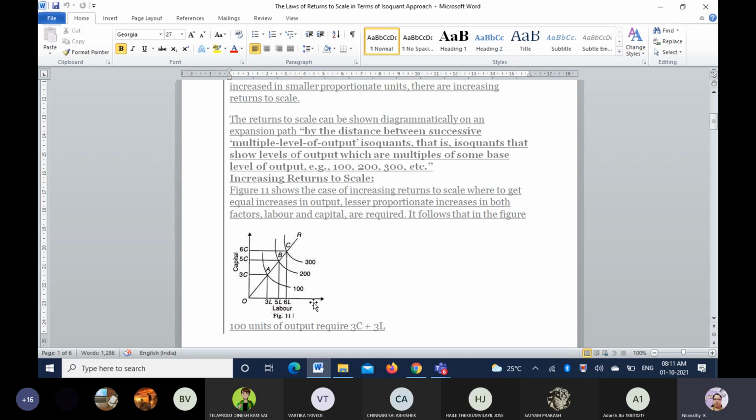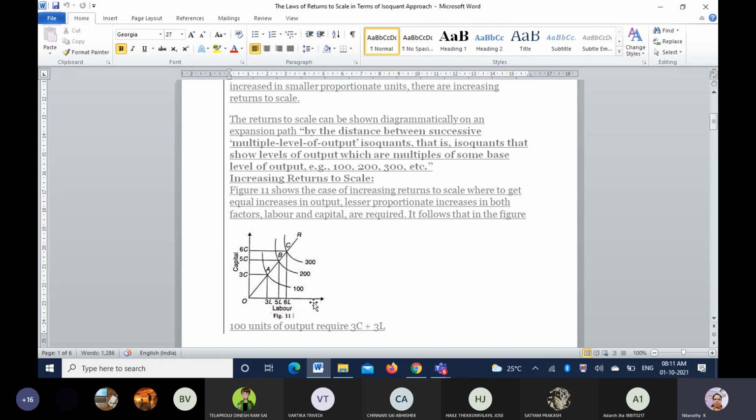To produce the same amount of output, that is 100 units of output, the process is going on. They are using a smaller amount of capital and labor, that is a smaller amount of input, and they are able to produce the output, which is an indication of increasing returns to scale. So this is what increasing returns to scale is. Okay, so this is increasing return.